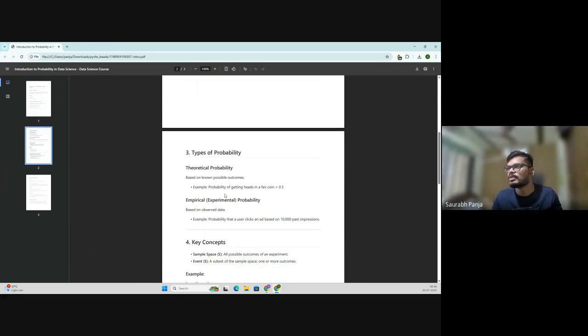Okay, types of probability. One is theoretical probability. Again, the coin example is the best example because it is very easy to understand. The probability of getting heads in a fair coin is 0.5.